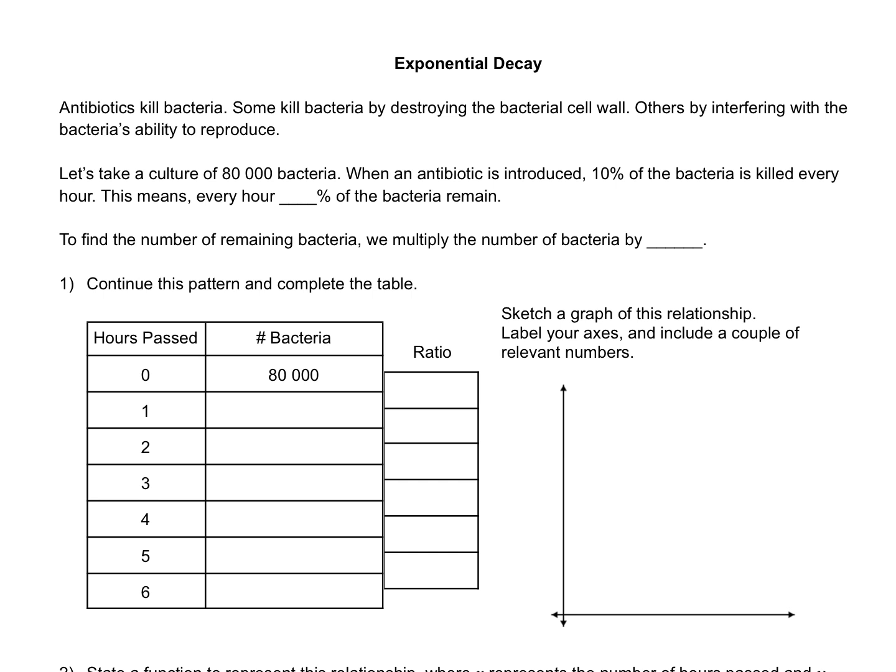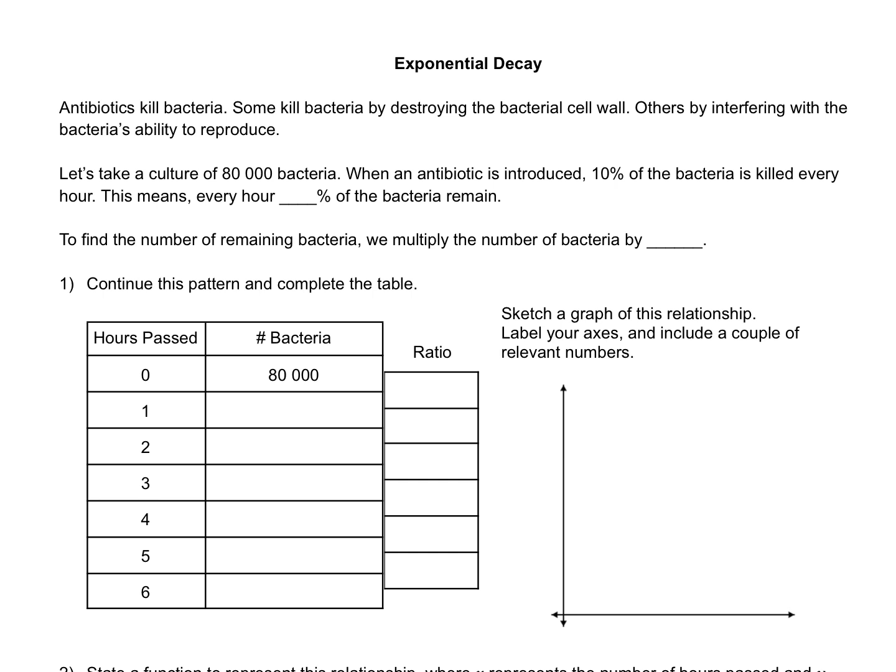Antibiotics kill bacteria. Some kill bacteria by destroying the bacterial cell wall, others by interfering with the bacteria's ability to reproduce. Let's take a culture of 80,000 bacteria. When an antibiotic is introduced, 10% of the bacteria is killed every hour.